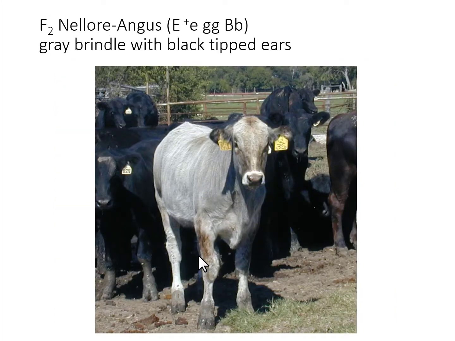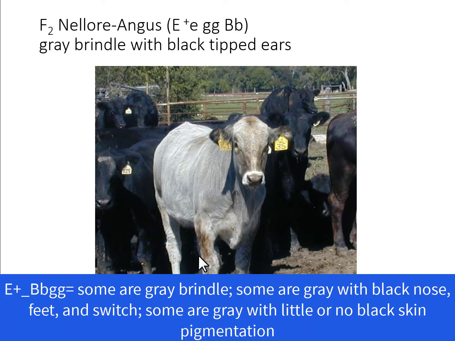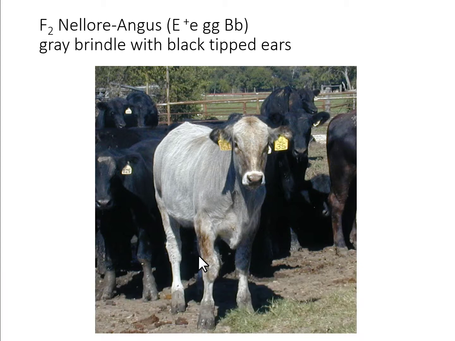Okay, so here we see a similar genotype to our previous slides. We have E plus little e, and we're also heterozygote big B, little b. Since E plus or little e is most dominant here and we're heterozygote big B, little b, we can have 3 different colors. The colors are a little bit different when you have little g, since that's going to make the animal gray. So the possible colors for this are gray brindle, gray with a black nose, feet, and switch, or gray with little or no black pigmentation. This one here is gray brindle.